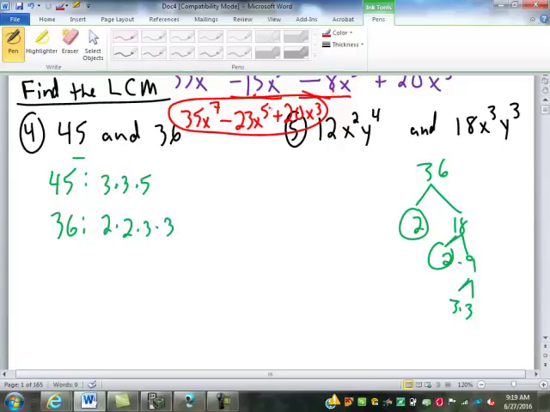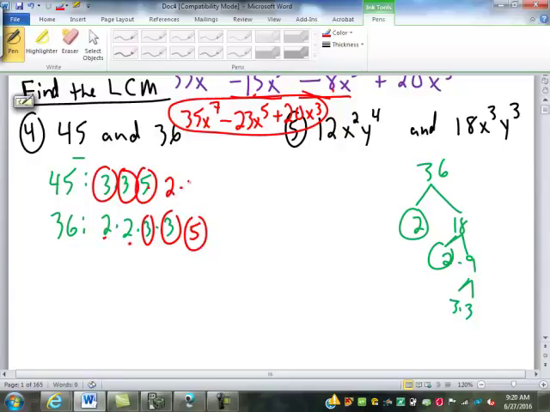Yeah, 3 times 3 times 3 would be 27. So you've got a 3 in common. You've got a second 3 in common. This one has a 5, so if we put a 5 down there, there's now a 5 in common. This has two 2s, so we have to put two 2s up here. So now everything is in common.